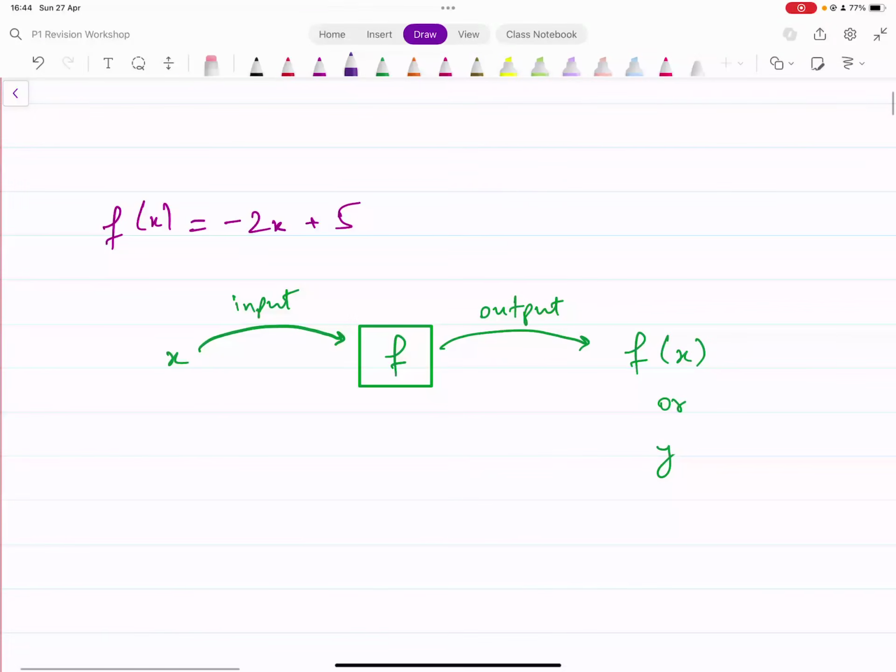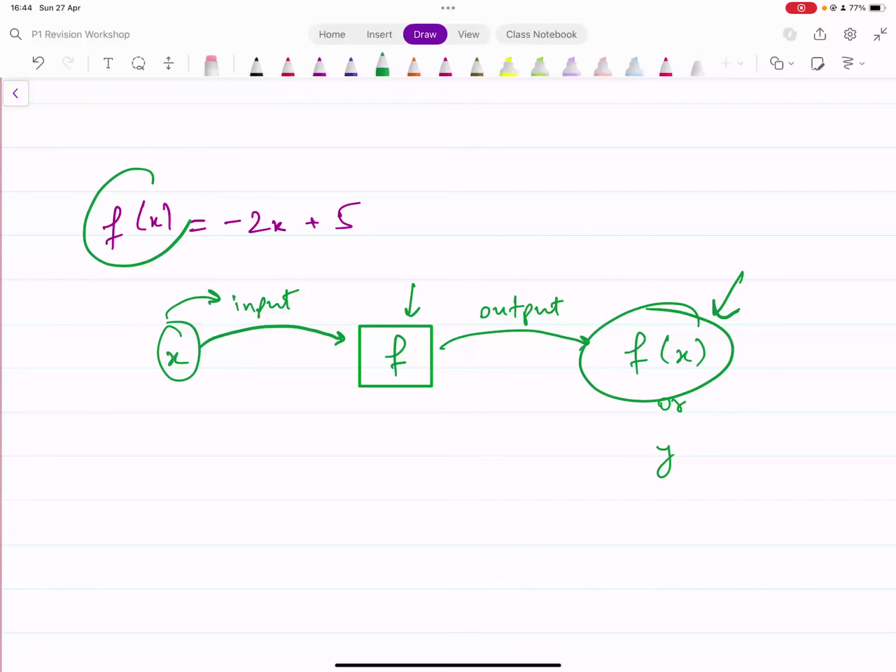Now, how exactly does a function work? If you have a function that looks like this, f of x equals minus 2x plus 5, what that means is when you input x in this, x is the input that goes into the function, and the function gives you an output. The output that you get, that's what we call f of x, or it can also be represented by y.